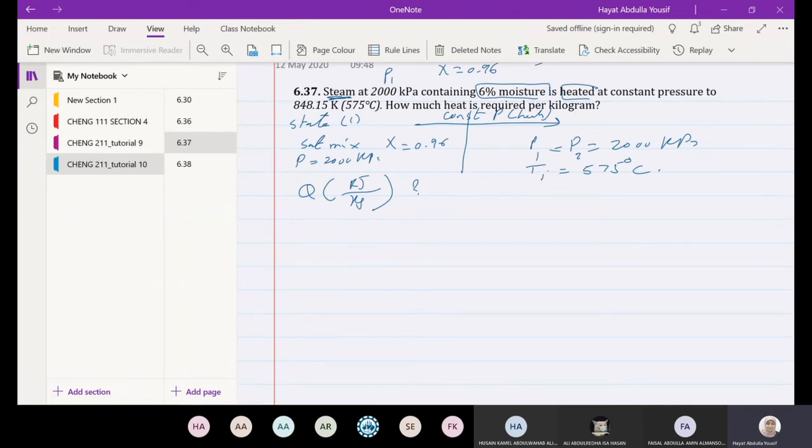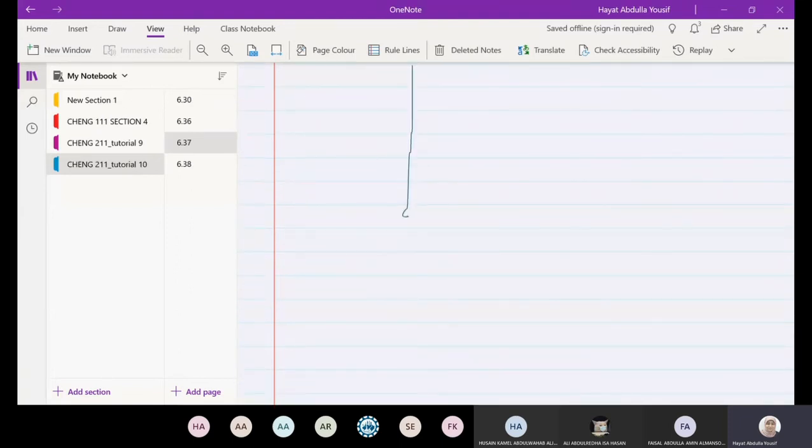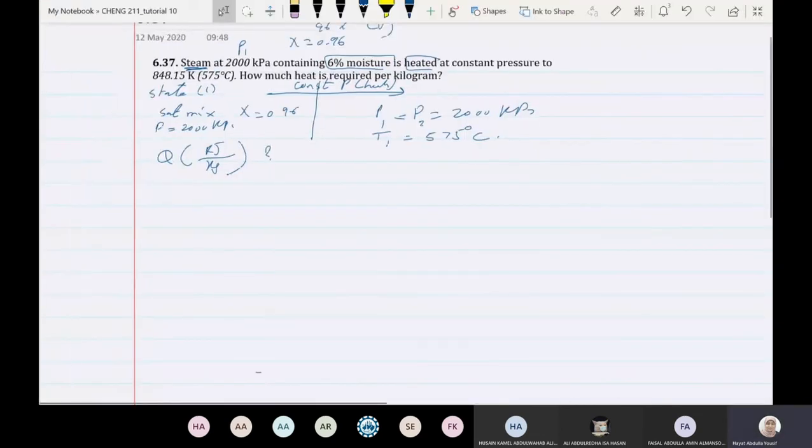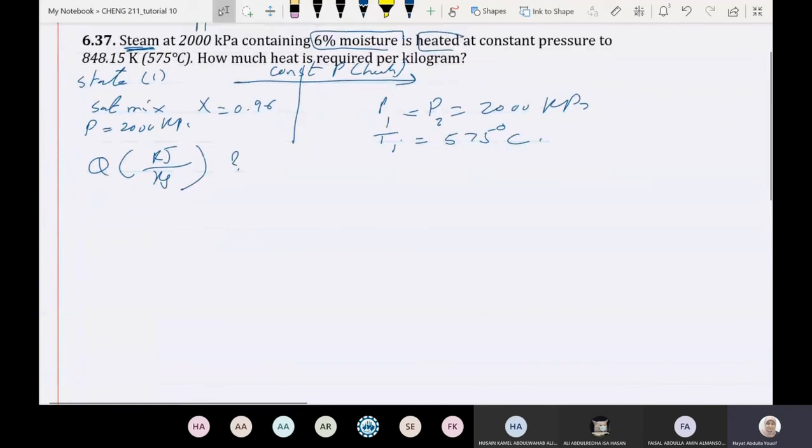To solve this question, I don't know whether it is a closed system or open system, but regardless, as long as the pressure is constant, Q is going to be equal to delta H, and you all know that. If it is a closed system at constant pressure, then Q is equal to delta H. And if it is an open system, again Q is equal to delta H. So in other words, to find Q, I have to know delta H.